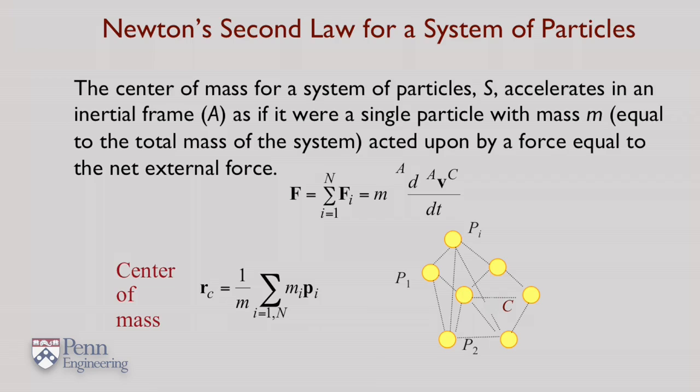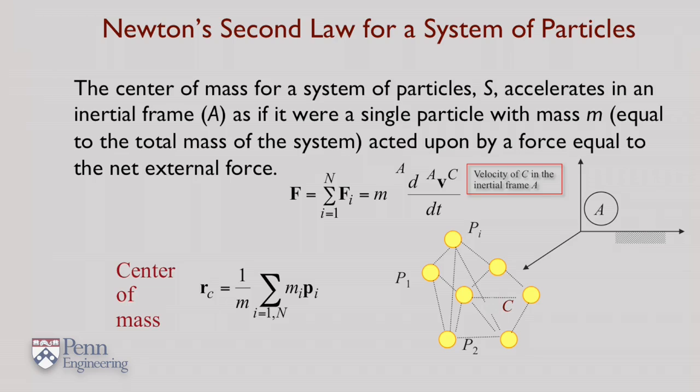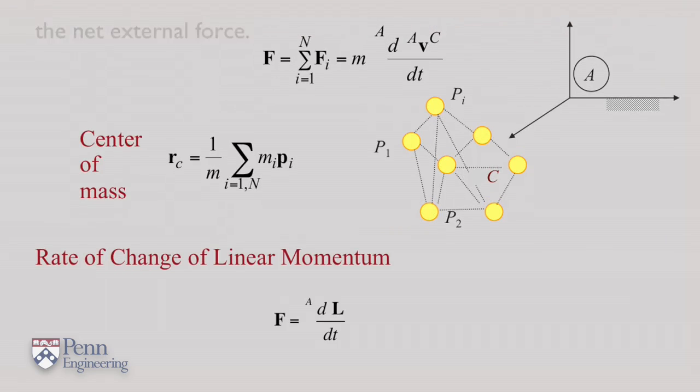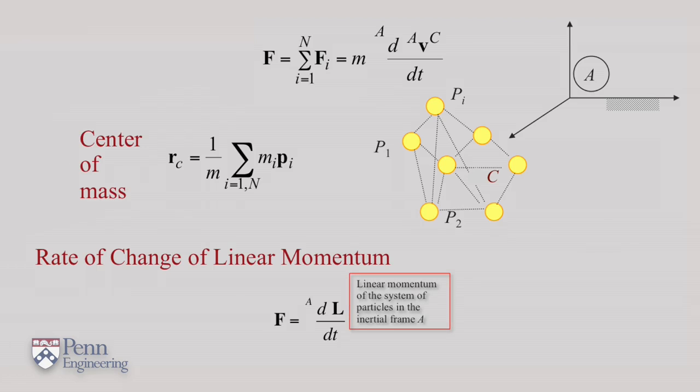Here the notation requires a little bit of explanation. The superscript a refers to the fact that you're computing all these quantities in an inertial frame, a. The superscript c refers to the fact that you're computing the velocity of the center of mass. And remind yourself that the right-hand side is essentially the rate of change of linear momentum. So if I call L the linear momentum, then F, the total force, is just equal to the rate of change of linear momentum. This is Newton's second law for a system of particles.